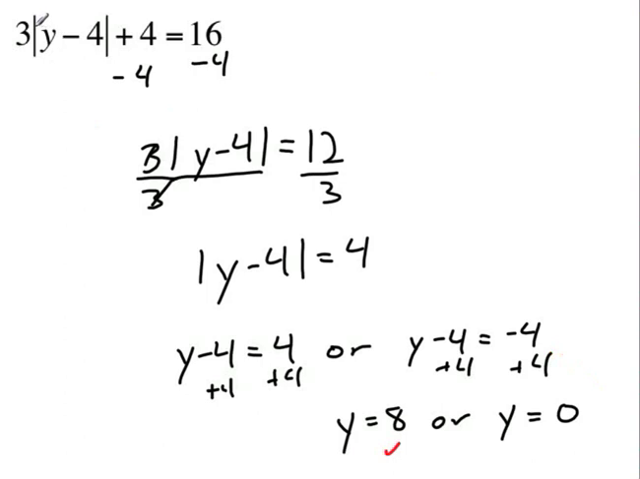So you end up getting 0 minus 4, which is negative 4. The absolute value of negative 4 is positive 4. 3 times 4 is 12, plus 4 is 16. So this guy works as well.